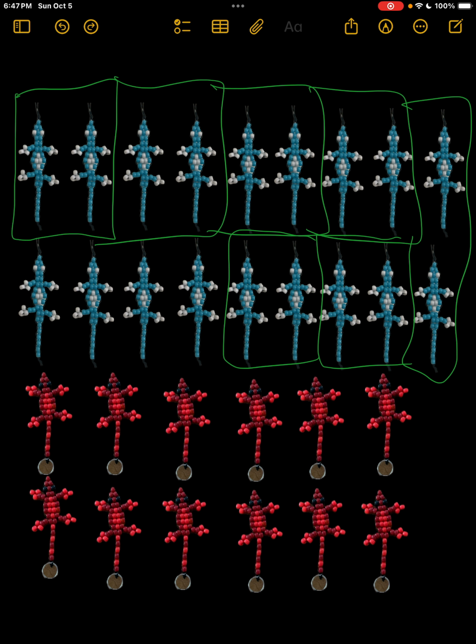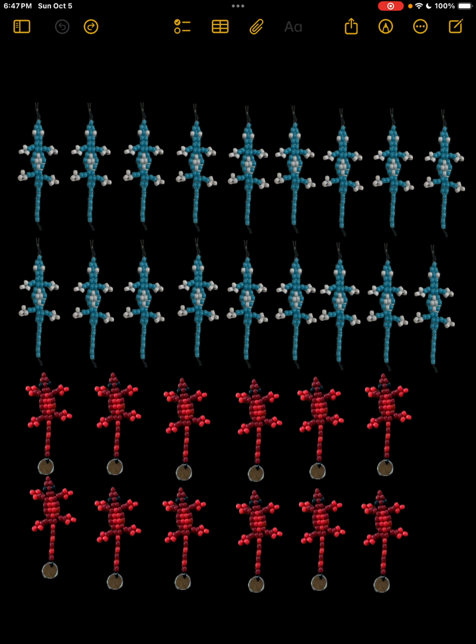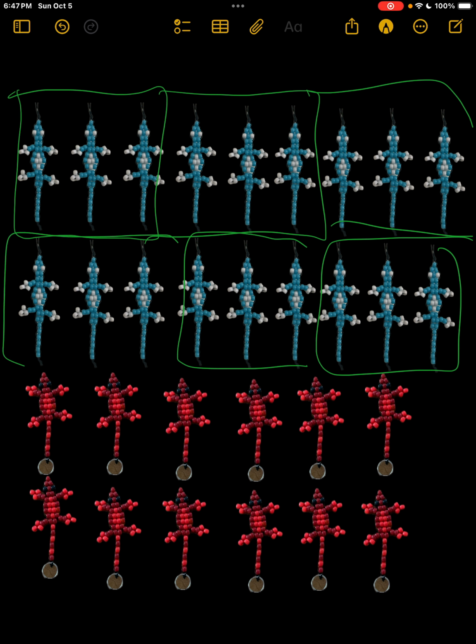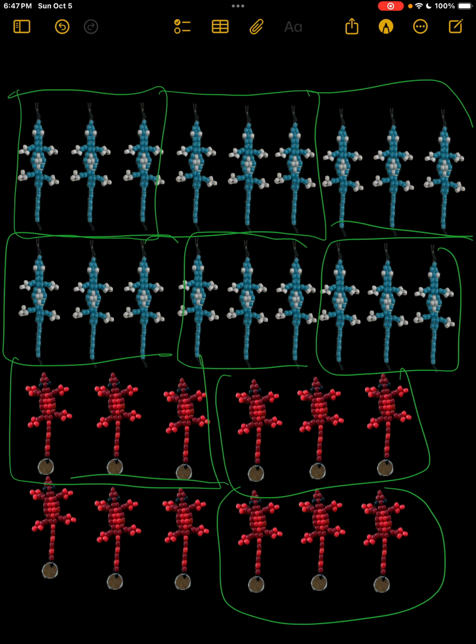Now, what do you think? Do you think that we could do 3 in each box and make sure that every single lizard is used? Let's try it. We got 3 here, another 3, another 3. Here we go. Okay, cool. 3, 3. Oh, there we go. Okay, now we have 3 in each box. So that is also an option, okay?